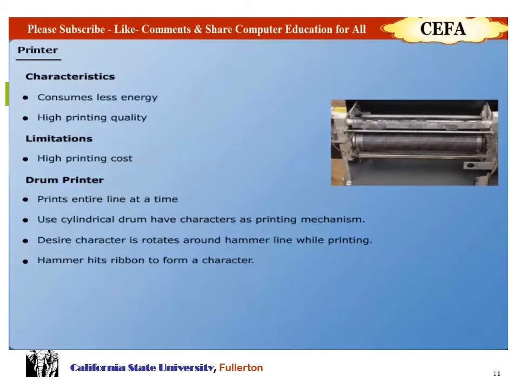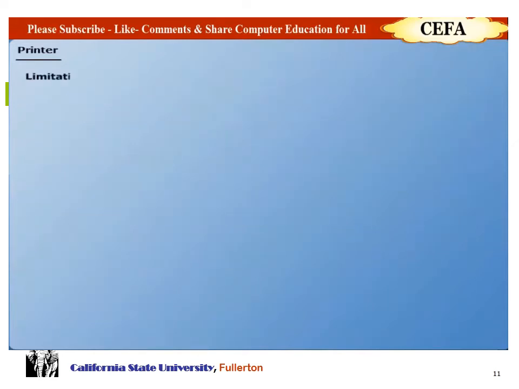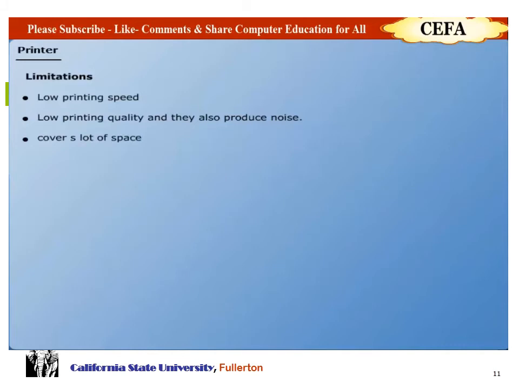Number 1. Characteristics. Drum printer is energy efficient. They consume less ink. Number 2. Limitations. The printing speed of drum printer is slow. The printing quality is low and they also produce noise during the printing. They cover a lot of space.